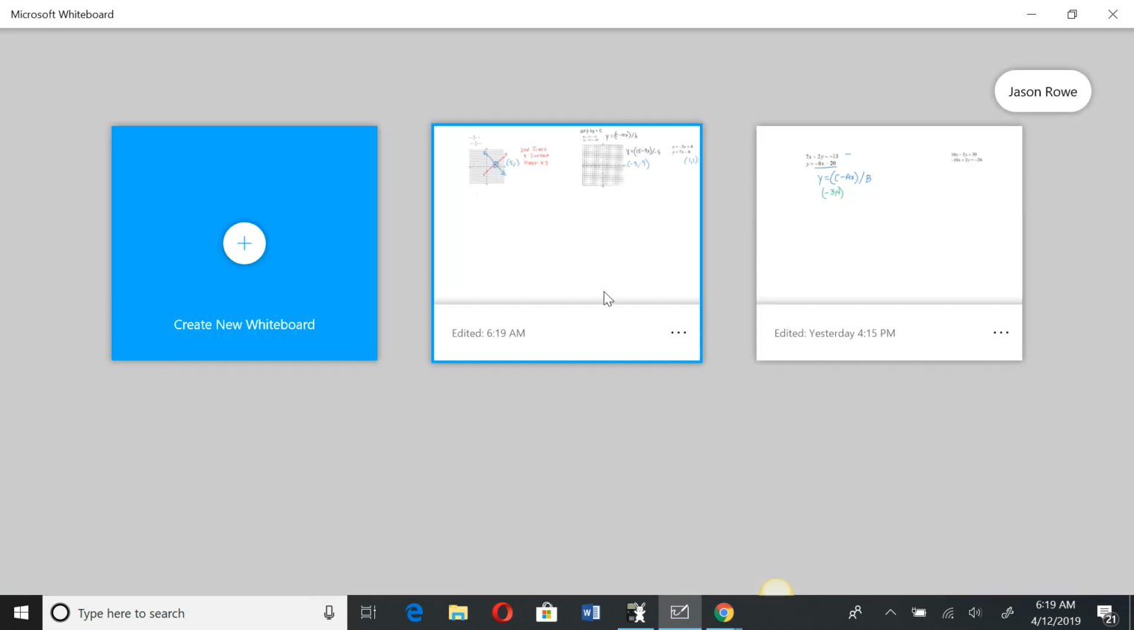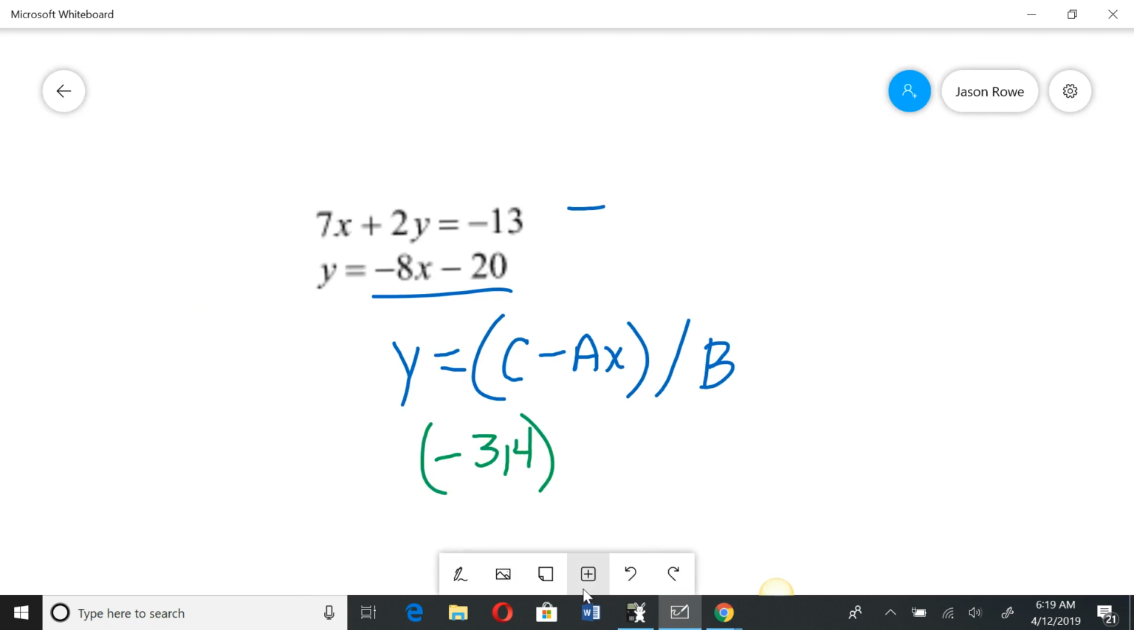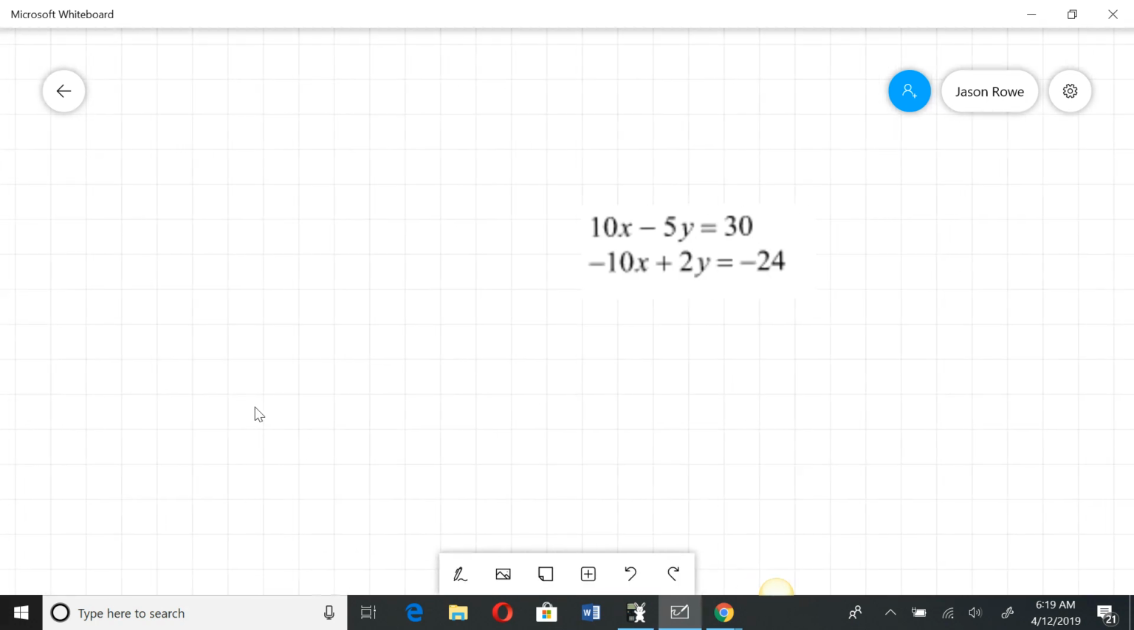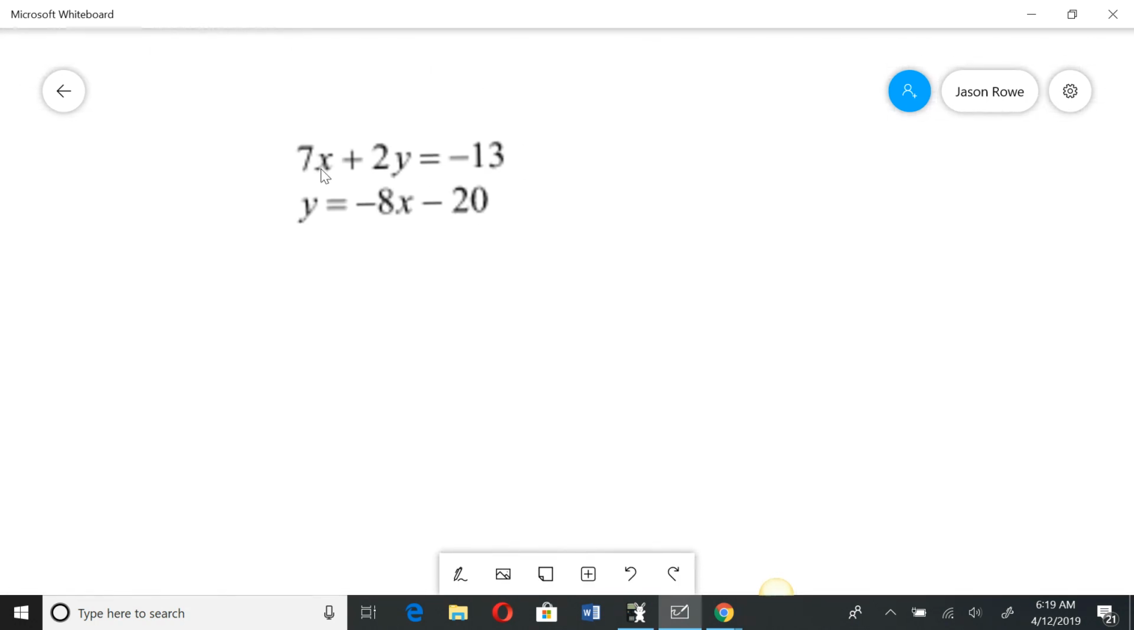Right, so let's take a look at our last 2 examples. I need to erase all this. I have to redo my recording. So, all right, so this system, you see we have one equation that's in standard form. We have one equation that's in slope-intercept form.